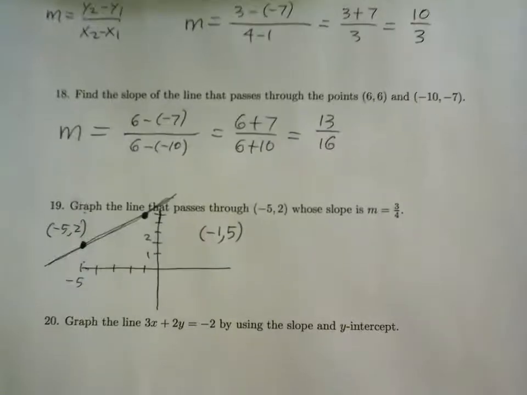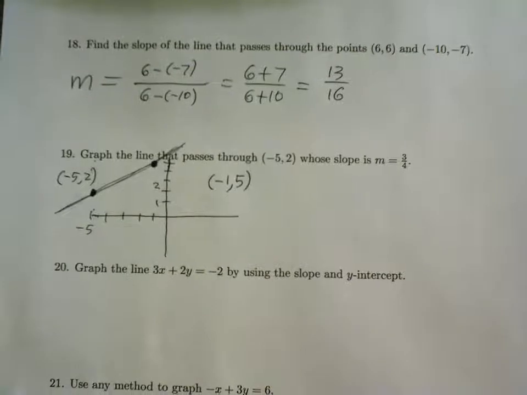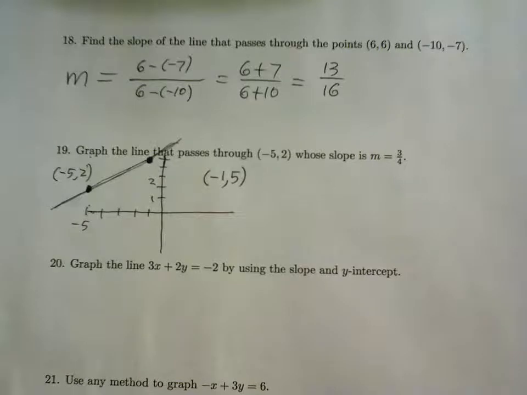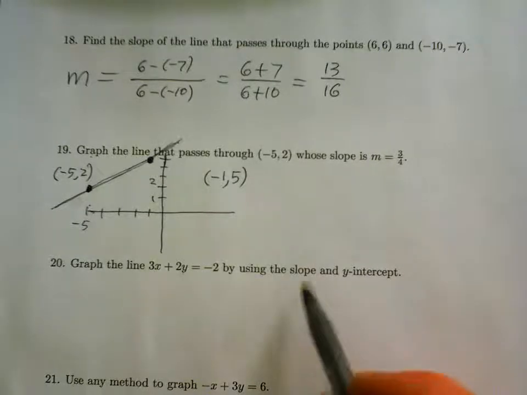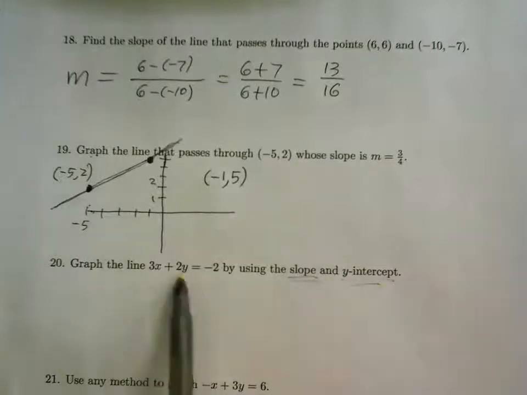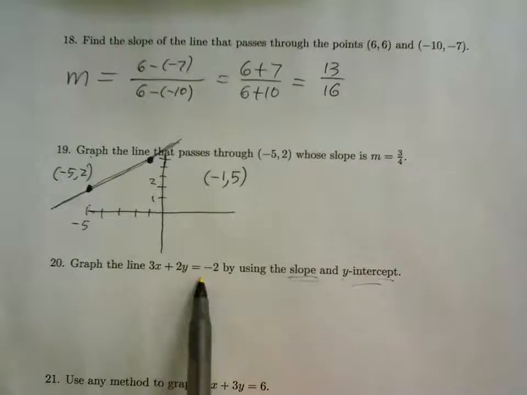Hey, number 20. Graph the line 3x plus 2y equals negative 2 by using the slope and the y-intercept. Okay, well, if it requires us to use the slope, then the first thing I think of is to convert this to slope-intercept form. So in other words, solve for y.